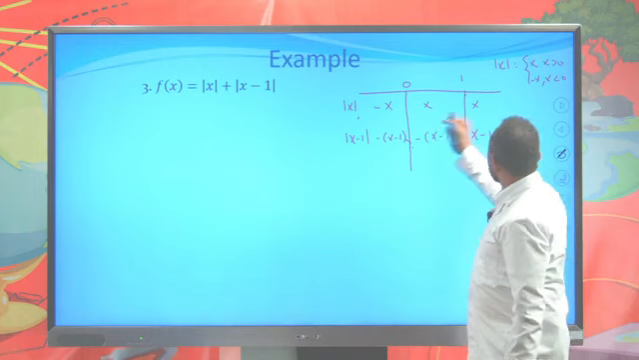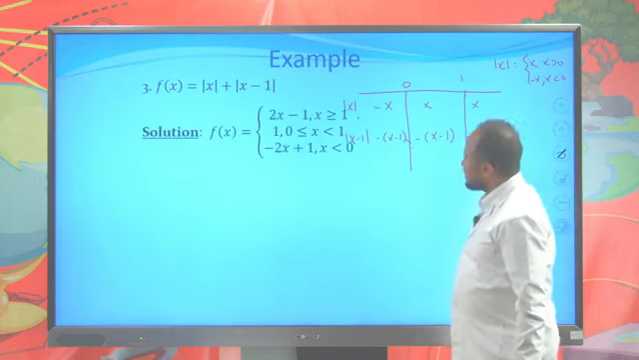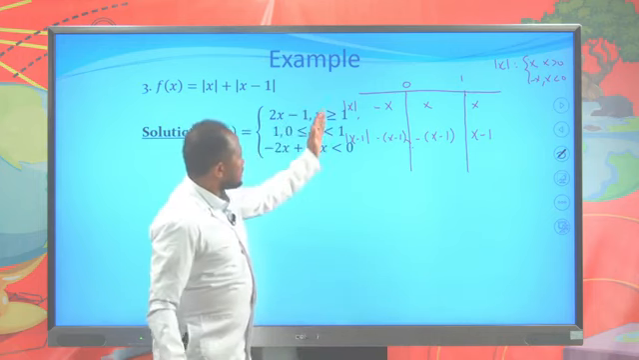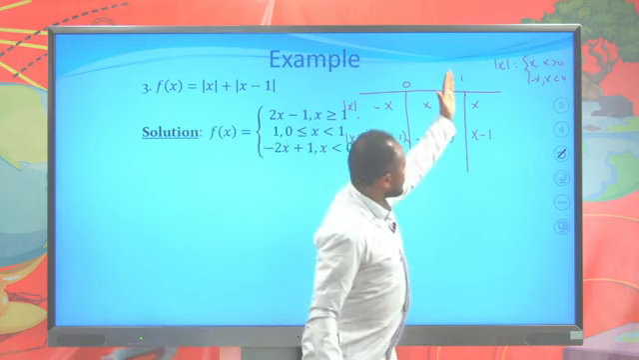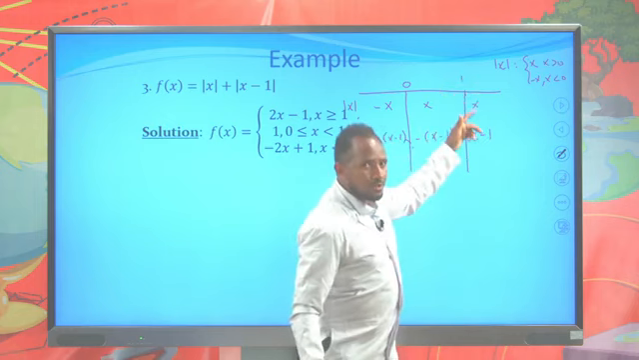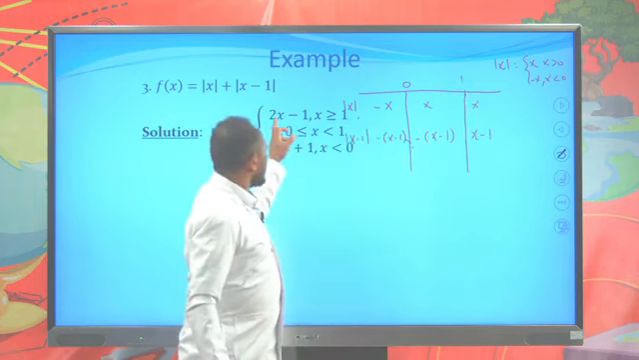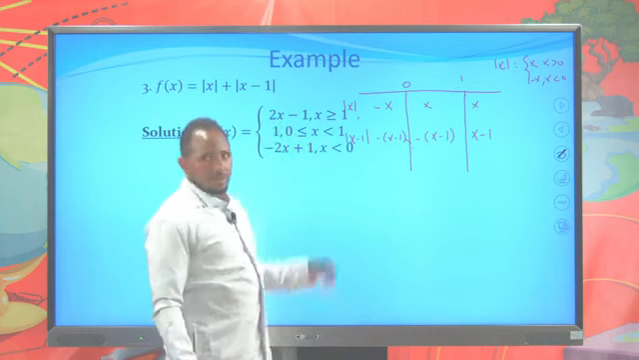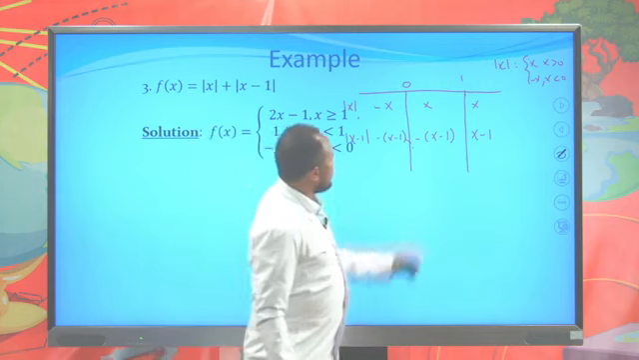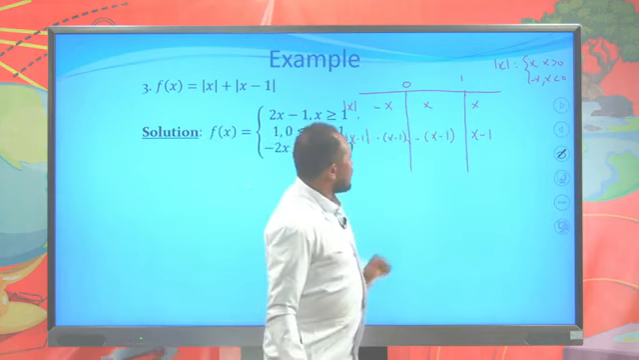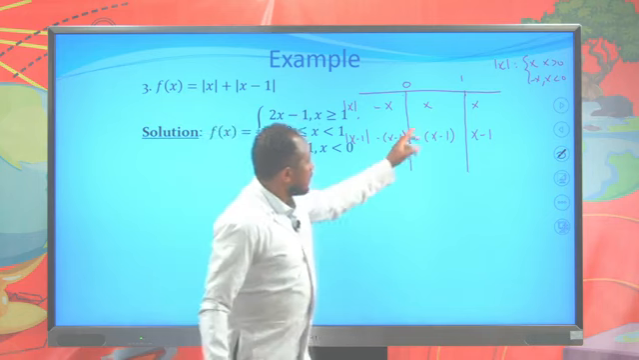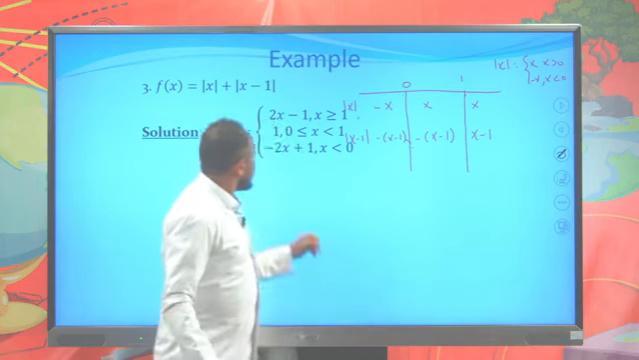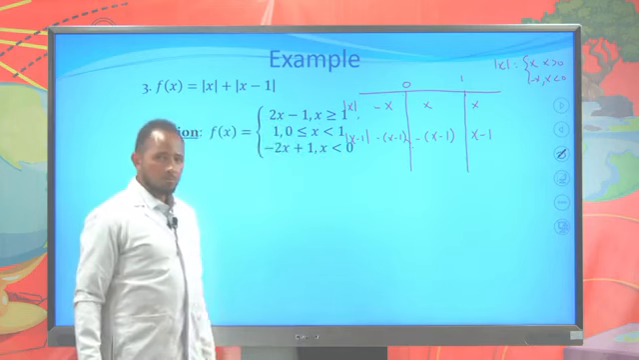So combining this, you will have f of x equal to, for x greater than or equal to 1, the sum of the two, which is 2x minus 1. Between these two numbers, the sum of these two is x plus negative x plus 1, which becomes 1. So between this interval, it is 1.